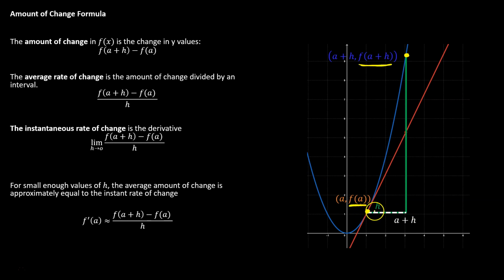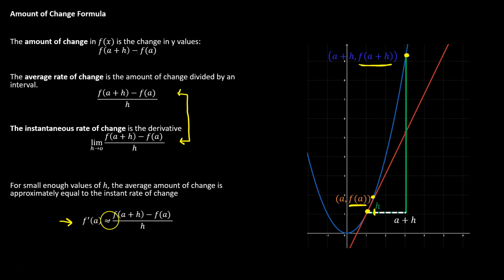If I had made h much smaller, maybe I stopped it right here, then I would look at the slope between these 2 points instead, and I would compare that to the slope of the red line. The average rate of change and the instantaneous rate of change here look very, very similar because h is very small. So for small enough values of h, we can say that the average rate of change and the instantaneous rate of change are about equal, which is what I have stated here on the bottom left of the screen.